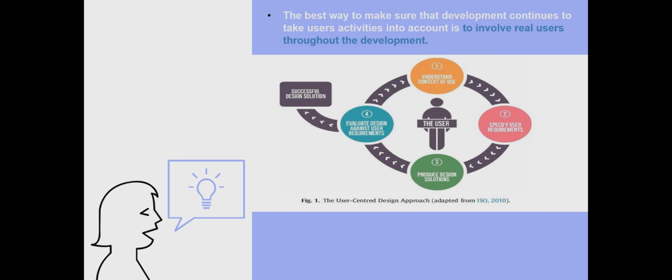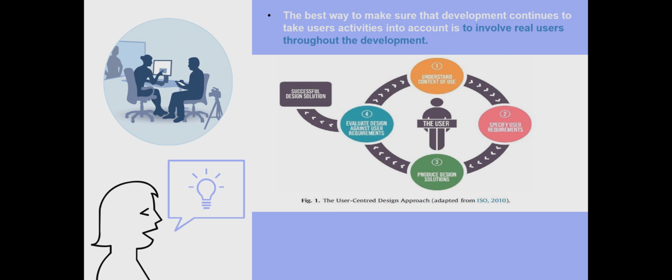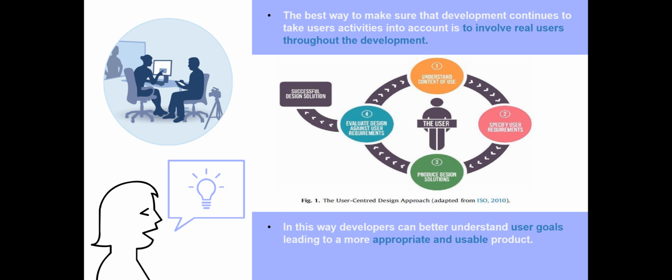The best way to make sure that the development continues to take users' activity into account is to involve real users throughout the development. In this way, developers can better understand user goals, leading to a more appropriate and usable product. The user-centered approach is to take the user's thoughts and experience into account while developing the design. So by this method, the developers can ensure that the users are getting what they want.